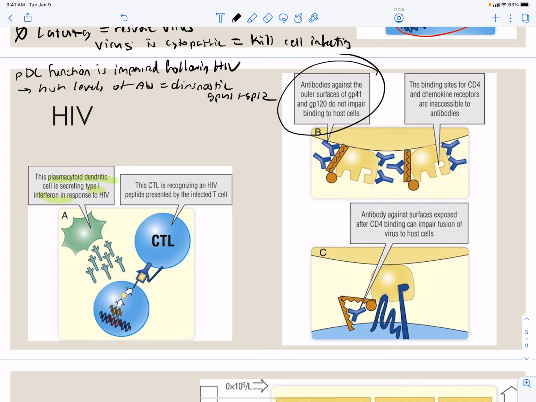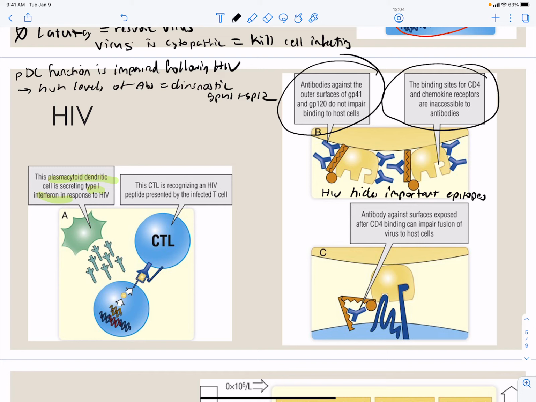So you can measure antibodies to GP41 and GP120. Now these antibodies are not going to impair the binding, so they're not neutralizing, because they're binding to epitopes that are not important in the virus binding to the receptor. The binding sites for the CD4 and chemokine receptors are actually inaccessible to the antibodies, so it's almost like they're hidden. So HIV hides important epitopes from the antibodies. Antibodies might be made to these epitopes, but they can't get access to the actual antigen.